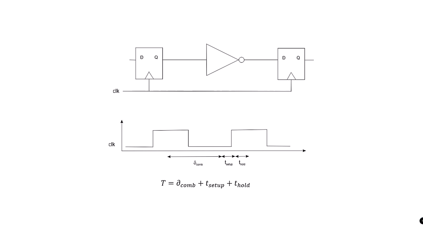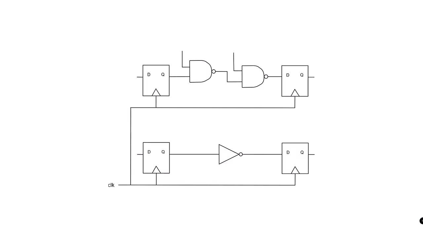The fastest possible clock period T of the machine is the sum of the combinational worst case delay, the setup time, and the hold time. If any of these parameters is violated, the machine may produce wrong values. A long clock period corresponds to a low clock frequency, so we're interested in optimizing all parts of the system to maximize our clock frequency.